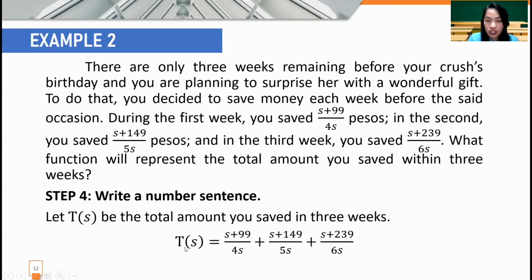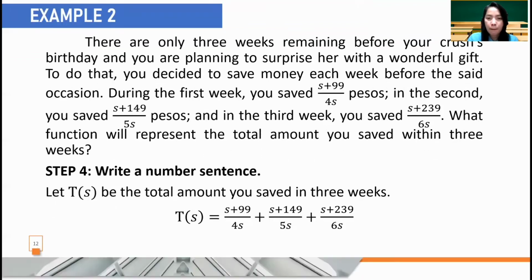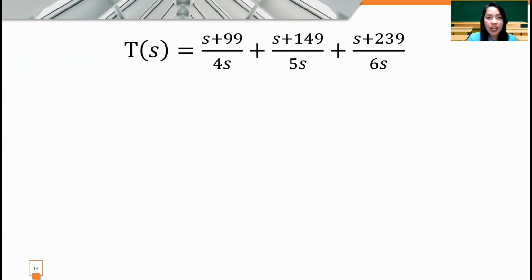So, ang magiging function natin dito ay T of S equals yung savings ng first week, kasi tinatanong dito yung total amount you save within 3 weeks, plus yung savings ng second week, plus yung savings mo nung third week. From there, yung function natin ay T of S equals (S + 99)/4S plus (S + 149)/5S plus (S + 239)/6S.